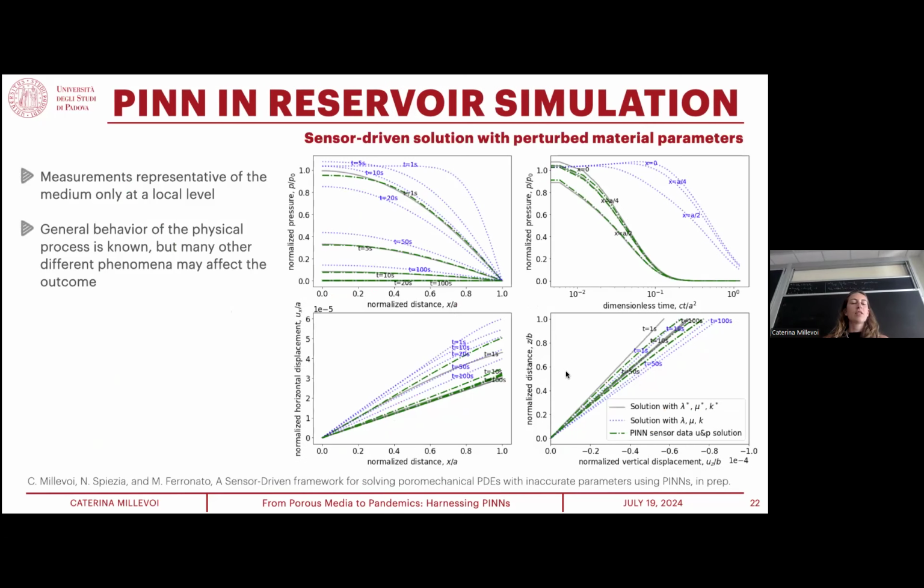Here are some comments about this sensor-driven framework and the applications that we think are most interesting. For example, when we are modeling our reservoir, we have a lot of uncertainties, given, for example, by the guesses that we have on the parameter values, but also by the fact that we know the main physical behavior happening in our field, but there are a lot of other different physical processes that are affecting our results.